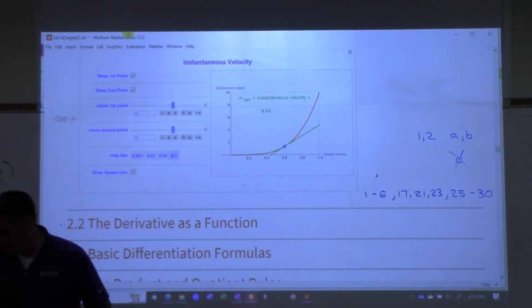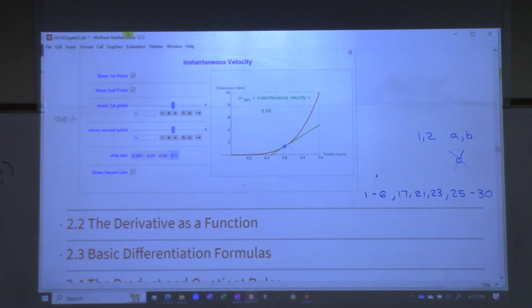Let me turn the camera off. Is that all right? That's 2.1, right? That's 2.1. Yes, I'm sorry, I wasn't clear on that. That is 2.1.